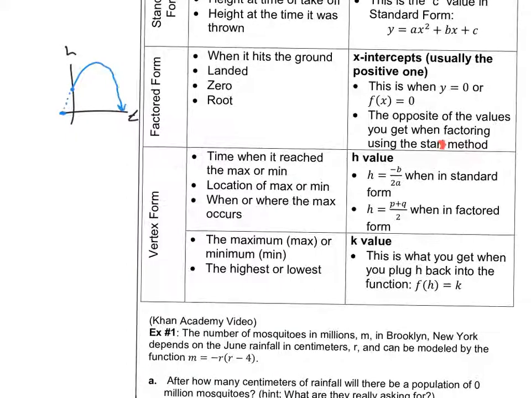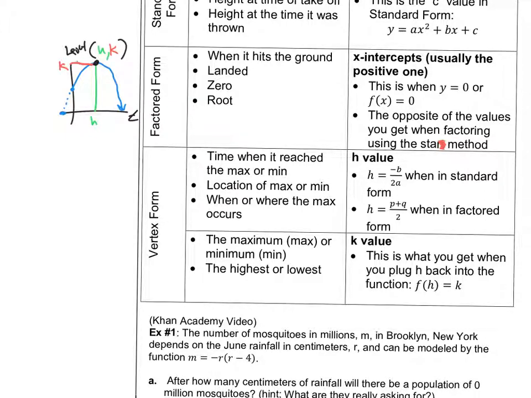All right, next up, time when it reached the maximum or min, location of maximum or min, or when or where the max occurs. So this is 2 things here. I'm going to try and color code this. But if you think about your vertex, you have some h value, and you have some height that's your k value, right? And so you could have a point here. This h is for height, and this h is just your h, k for your vertex. So you have some h, comma k point that's your vertex.